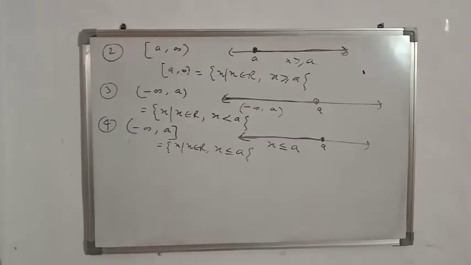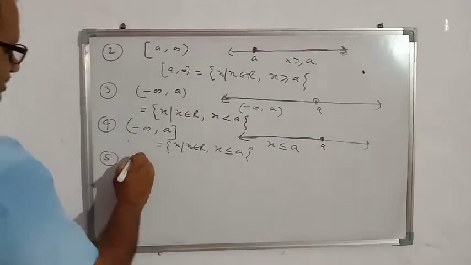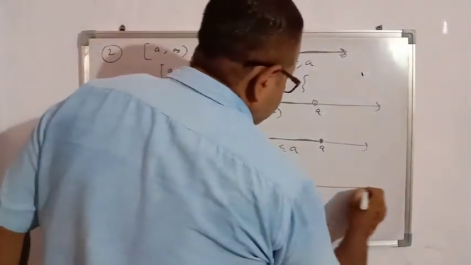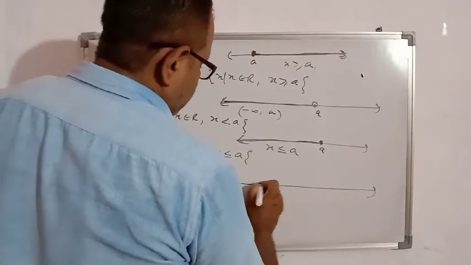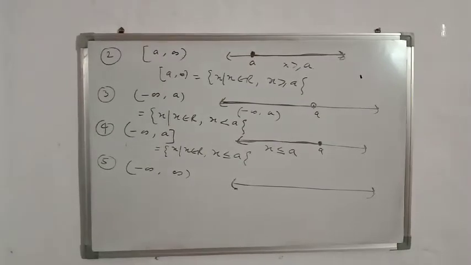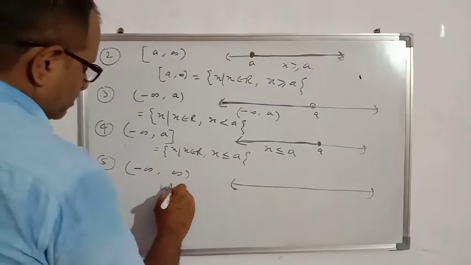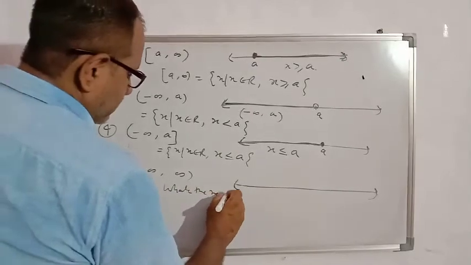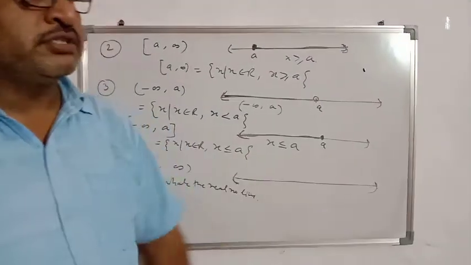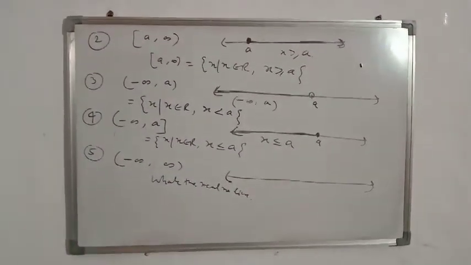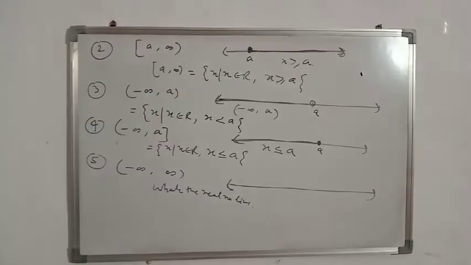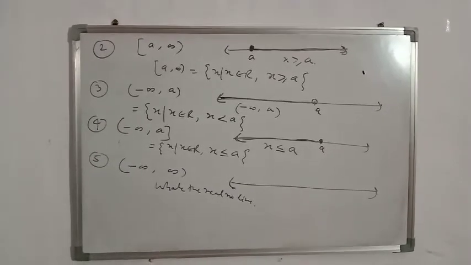And the last one, the fifth one. Suppose the interval is like this, minus infinity to plus infinity. It represents the whole real number line. Minus infinity to plus infinity represents the whole real number line. So these are the intervals, and we can write these intervals in the set builder form like this. One more thing I want to tell.